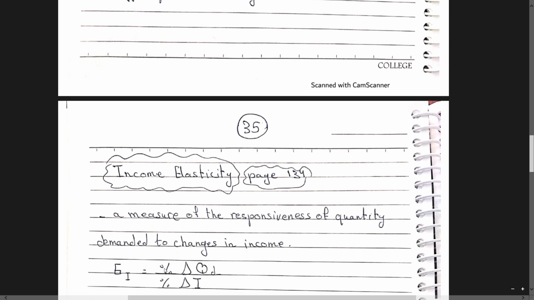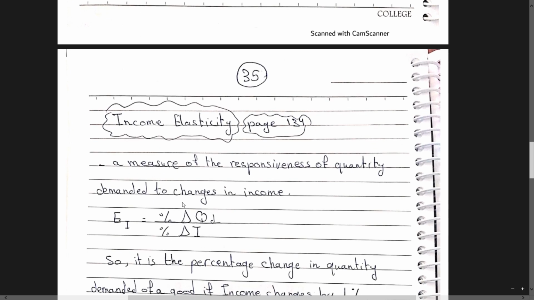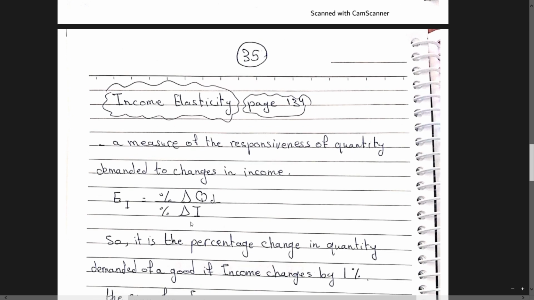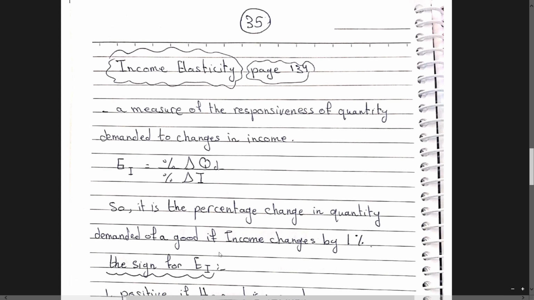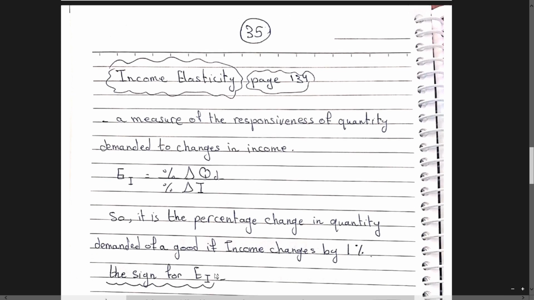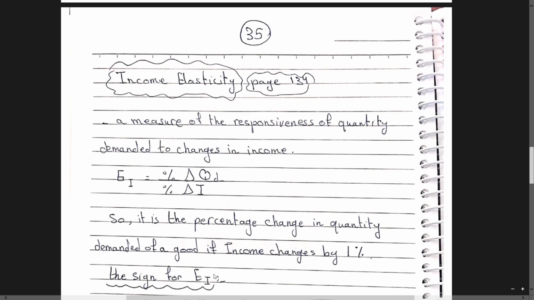Income elasticity is the percentage change in quantity demanded over the percentage change in income. So I wrote the formula again using words: it's the percentage change in quantity demanded of a good if income changes by 1%. Now the sign, as we said, let me repeat. Price elasticity of demand was always negative. Price elasticity of supply is always positive. Cross elasticity depends on the relation between the goods.